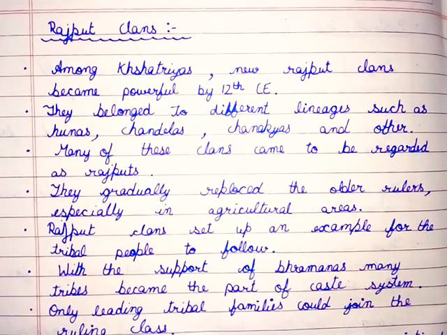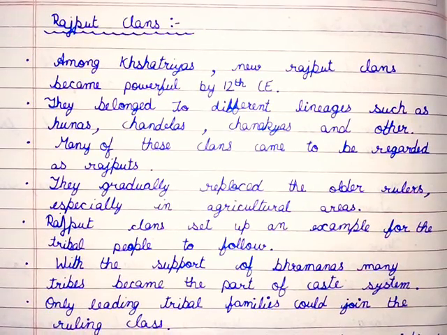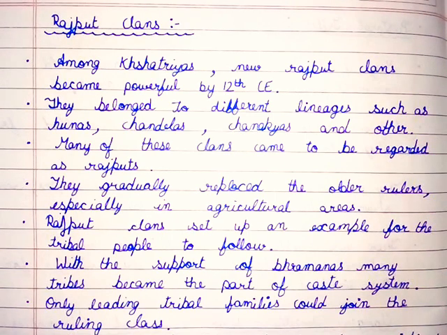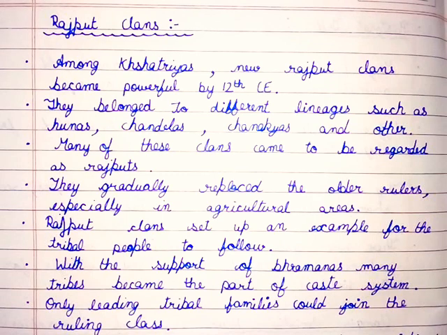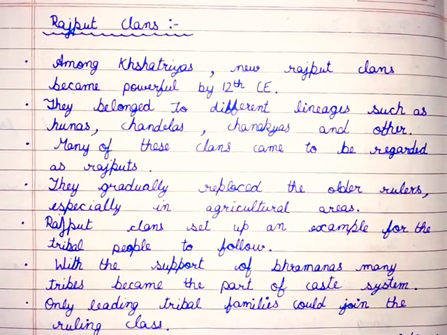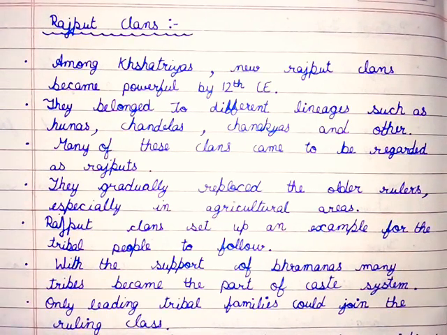Rajput clans: among Kshatriyas, new Rajput clans became powerful by 12th CE. They belonged to different lineages such as Haihayas, Chandelas, Chahamanas and others. Many of these clans came to be regarded as Rajputs. They gradually replaced the older rulers, especially in agricultural areas. Rajput clans set an example for the tribal people to follow.